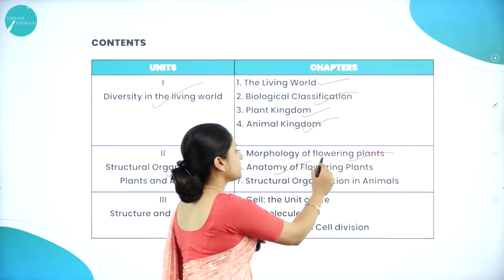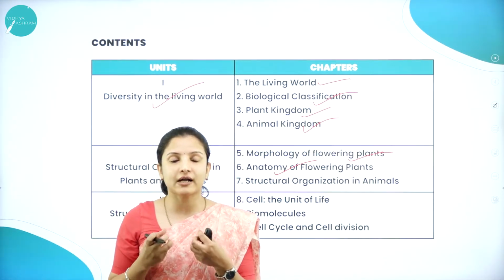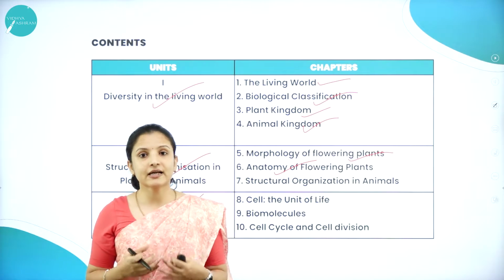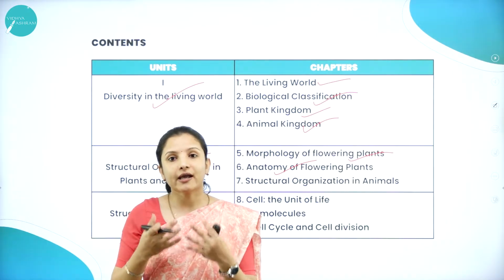Then you will move to the next: once you have studied the external characteristics of the flowering plant, you should understand what is present inside the flowering plant. For that, you need to study the anatomy.